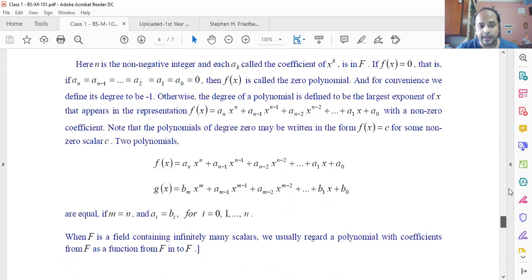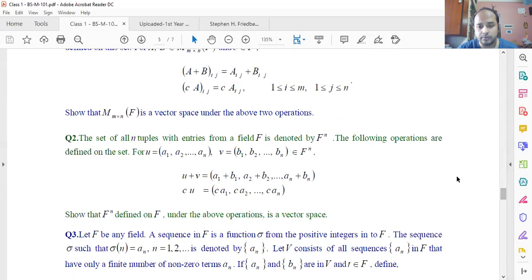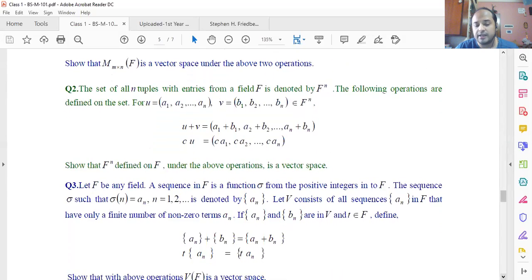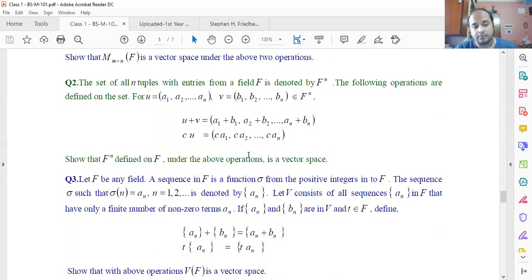Then you can try question number 2. This item is new to you. It's not actually new, you have done coordinate geometry. It is the generalized version of coordinate geometry. And sequence, I think, is a new topic to you. But the sets are defined and the operations are defined. You can try all these examples by yourself.